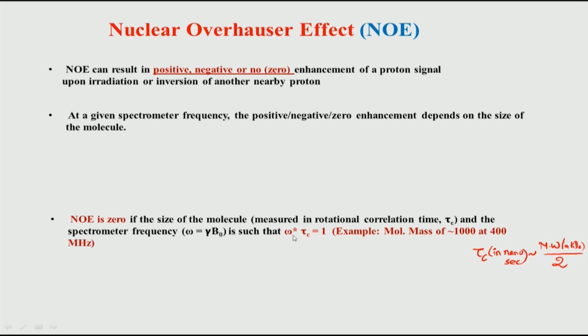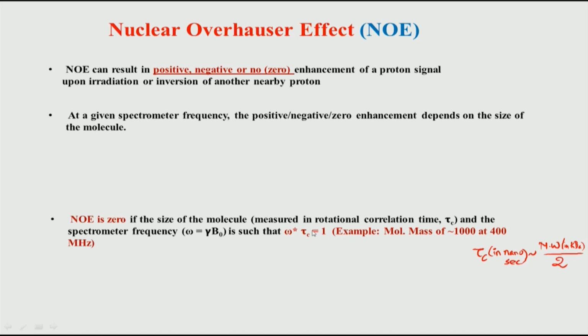For example, let us say you are working on a molecule which has a mass of 1000. Now, if you go to a 400 megahertz spectrometer and do this math, remember omega is 2 pi into frequency. So, 2 into pi, that is 3.14, into 400, into the tau c. If you do this calculation, you will see it will be nearly equal to 1. Because of this effect, for that particular molecule you cannot use NOESY for distance information.